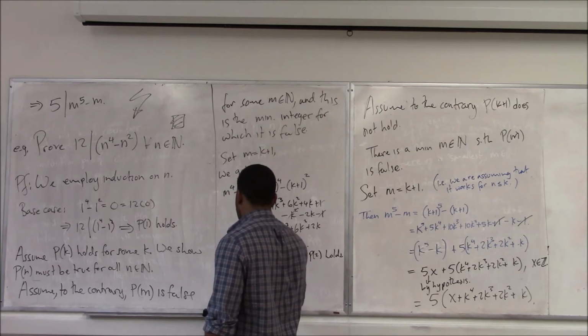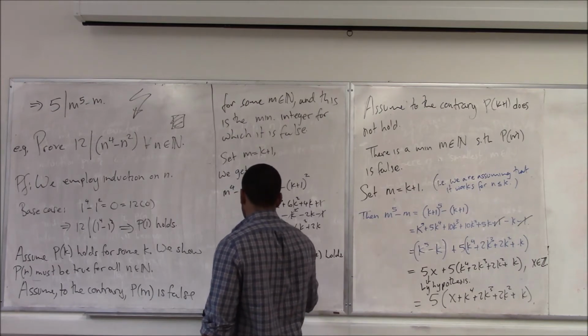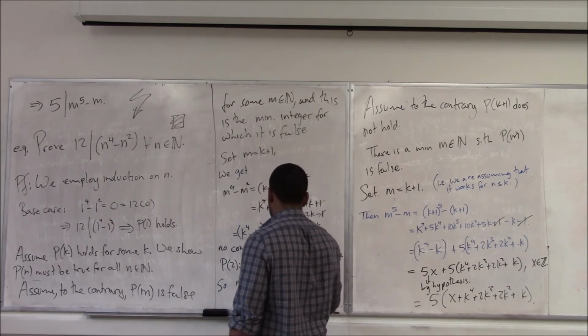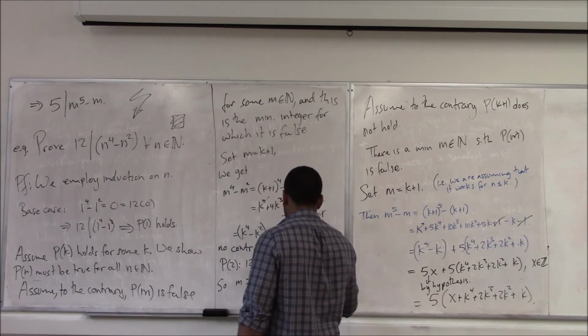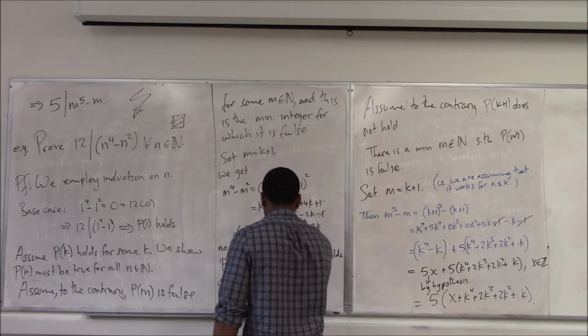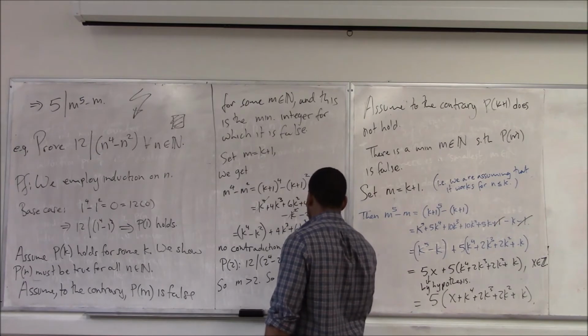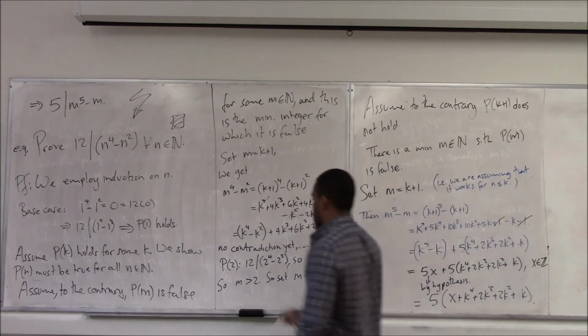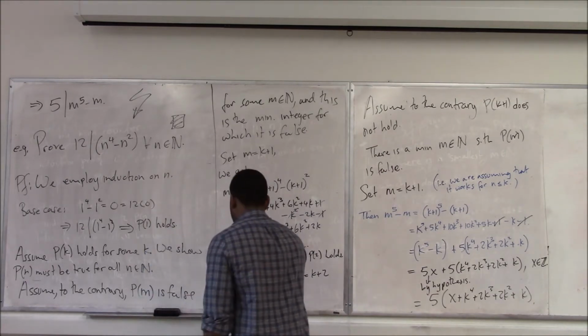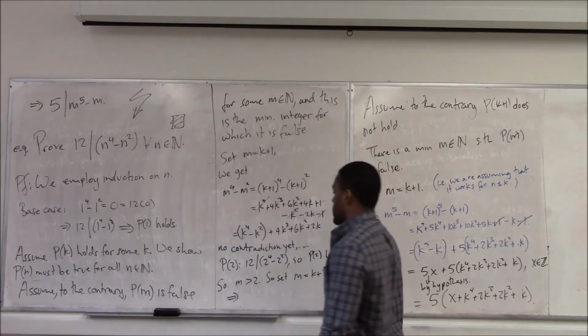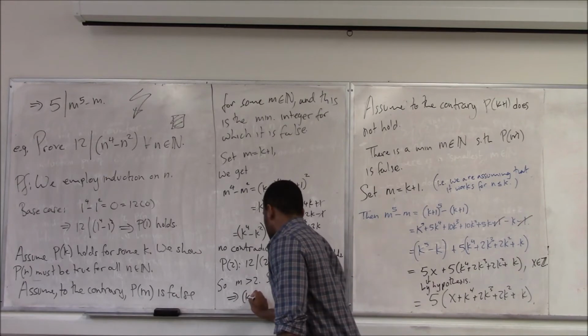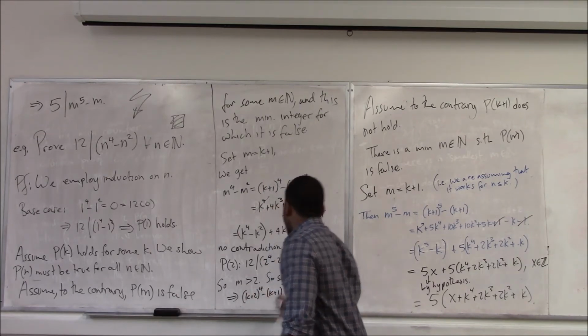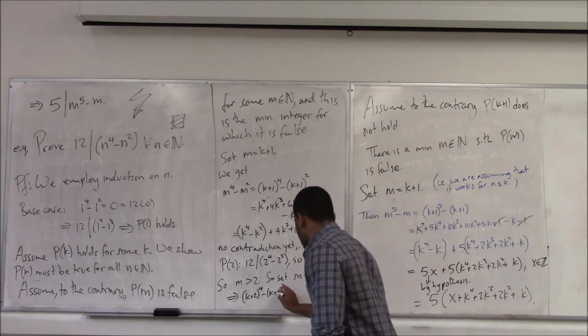So we know that m must be greater than 2, so we can set m equals k plus 2. And you do the same thing. So now what you're going to look at is k plus 2 to the 4th minus k plus 1 squared, k plus 2 squared.